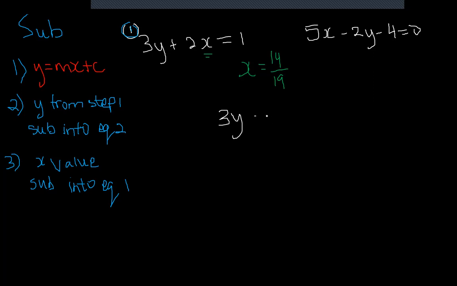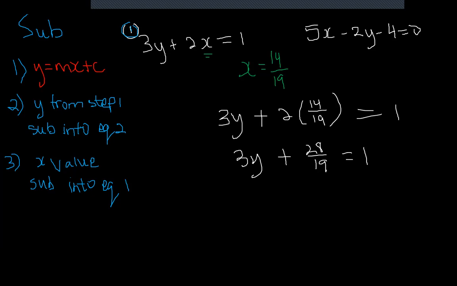All right. So 3y plus 2. Wherever I see x, I replace it with 14 on 19. So I put 14 on 19 is equal to 1. This becomes 3y plus 2 times 14 on 19, that's 28 on 19, is equal to 1. We want the value of y. And then let me just put step 4. Solve for y. So we're solving for y.